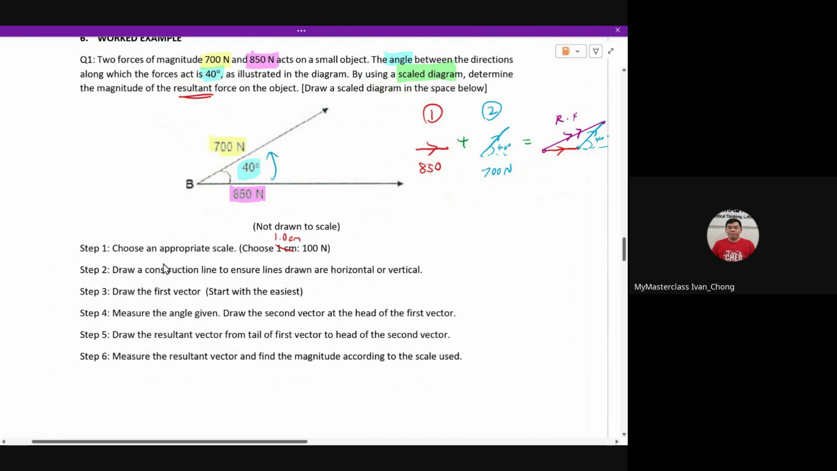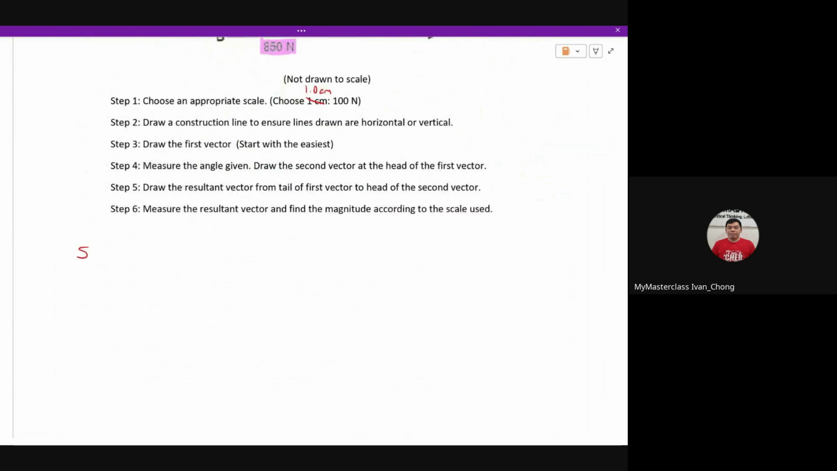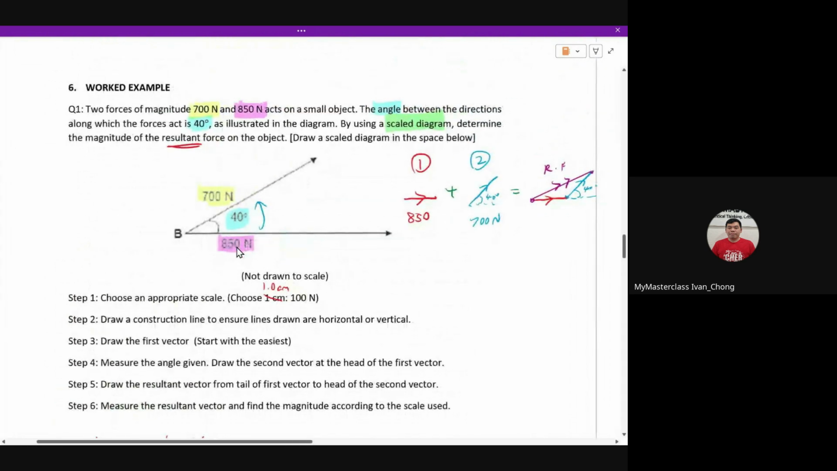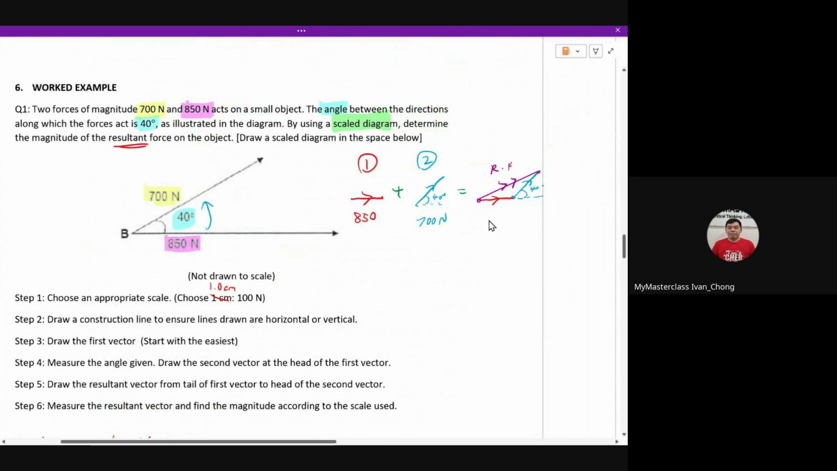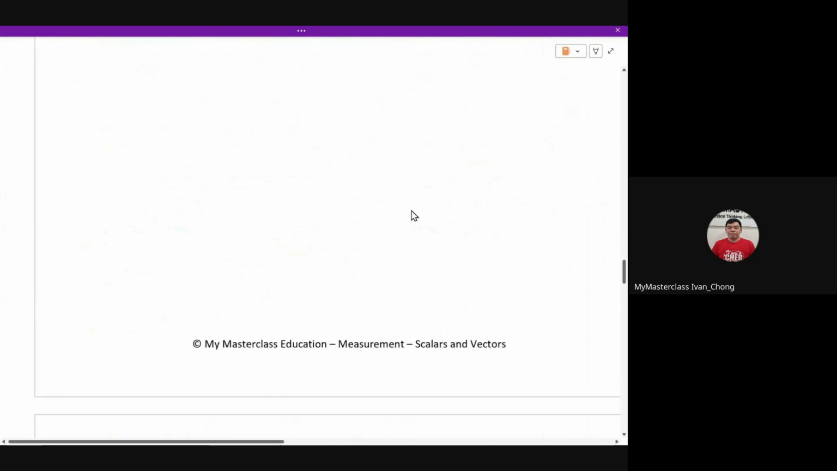Okay. So the very first thing we want to do is right at the side. My scale is going to be 1.0 cm is to 100 newtons. Okay. So now we want to draw. So you can see if we sketch based on this, we should sketch from the bottom left.